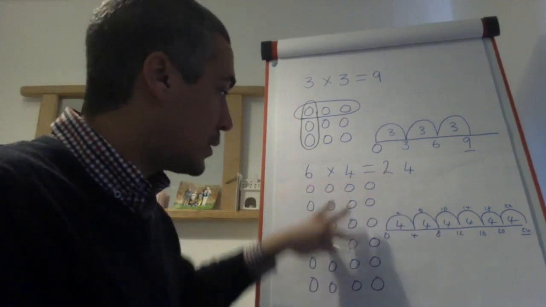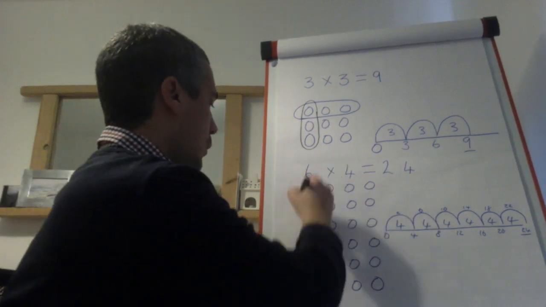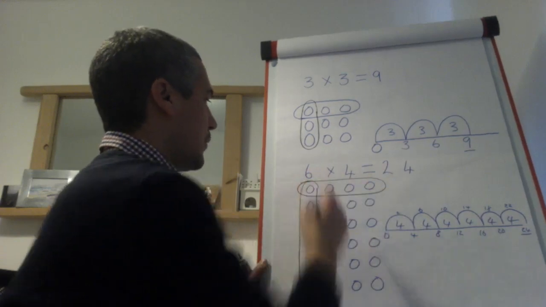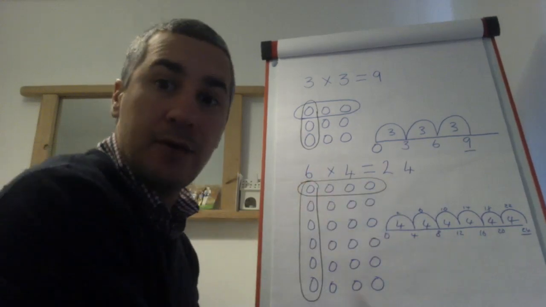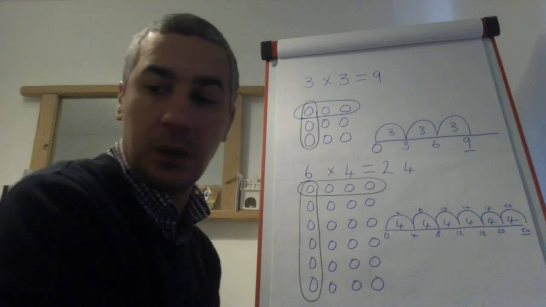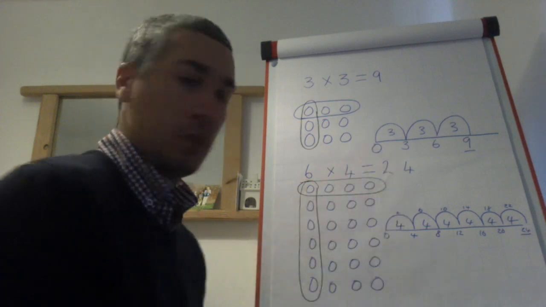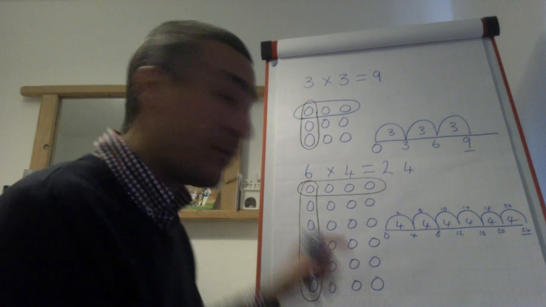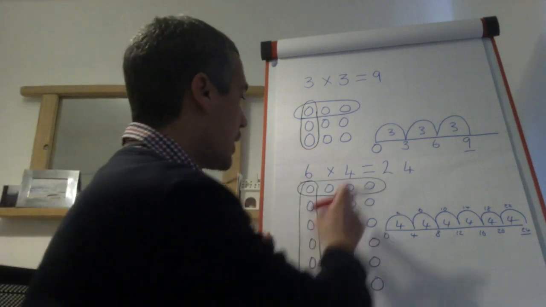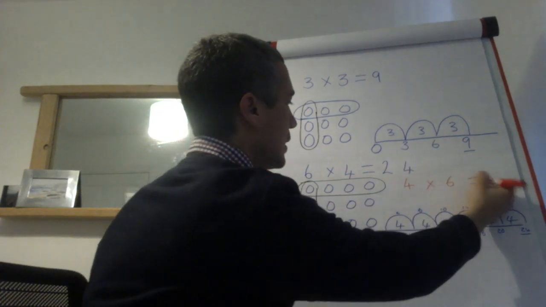Okay, so we've used an array and a number line. We've got groups of 6 and rows of 4. Okay, now every single calculation, as you know, has a family of 4. So we can already see that this is 6 times 4, but there's another multiplication there. If we were to turn this array onto its side, it would show us 4 times 6 equals 24.